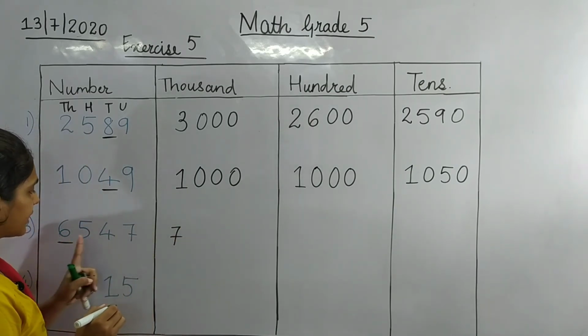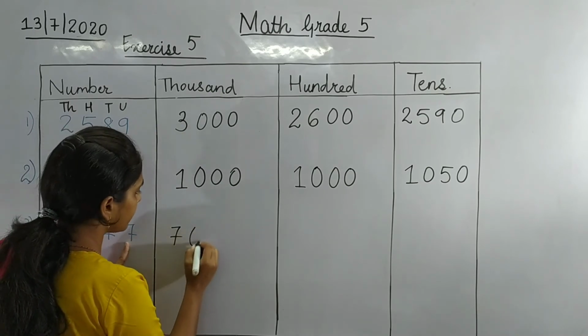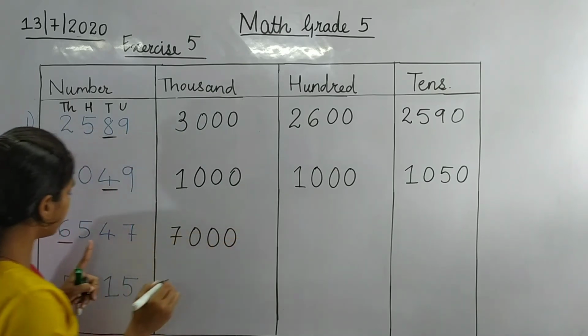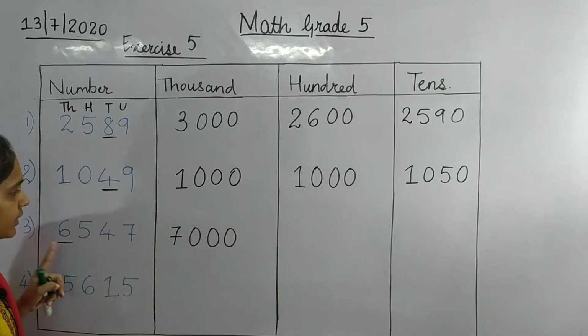And how many digits are there after 6? 1, 2, 3. So we put 3 zeros after this, after the thousands place.